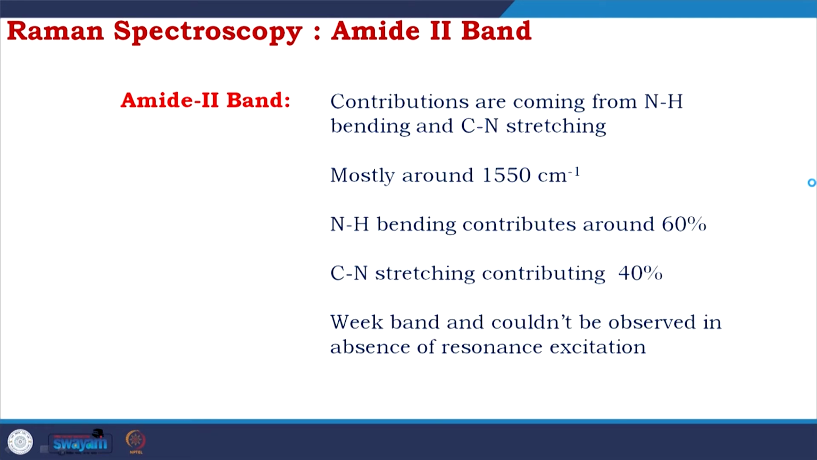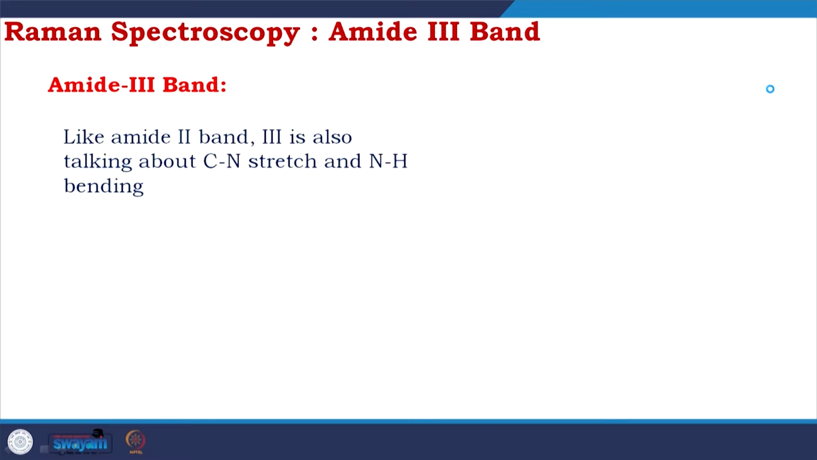Amide 2 band contributions are coming from NH bending and CN stretching, mostly around 1550 centimeter inverse. NH bending contributes around 60%, CN stretching contributing 40%. It is a weak band and could not be observed in the absence of resonance excitation. About resonance Raman and protein, I would talk at the end of these amides.